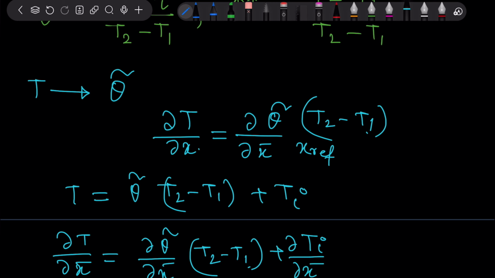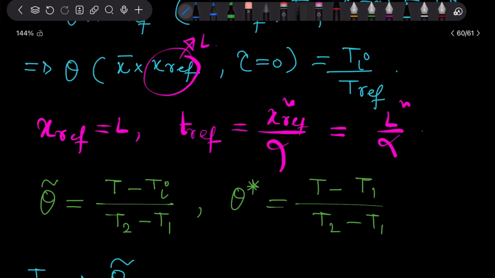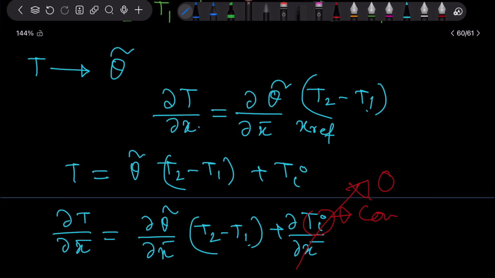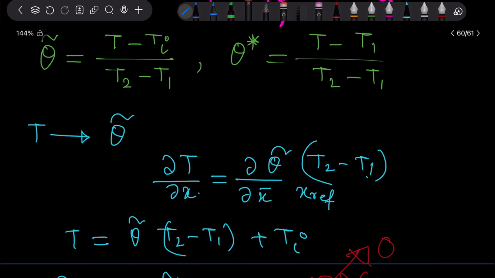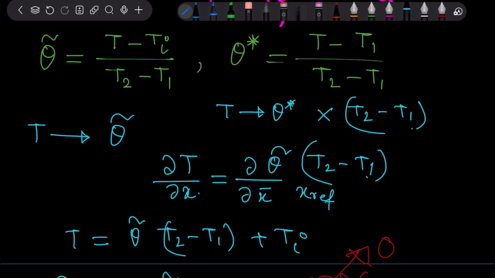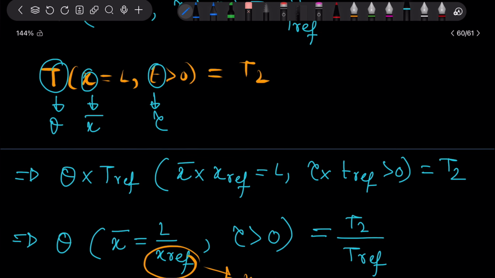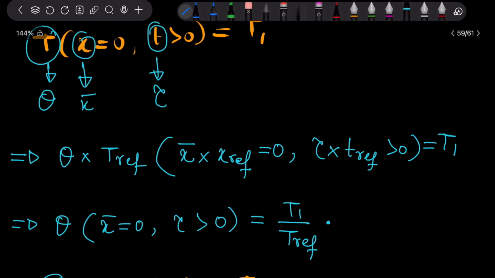Now this Ti is a constant, and that is why this is equal to 0. So if there is any plus or minus of a constant in the numerator, that will not come during the non-dimensionalization. Similarly, if you have to go from T to theta star, then you have to multiply by only T2 minus T1, and this T1 will not have any effect. Clear? Okay. If that is clear, now you tell me what will be these boundary conditions.